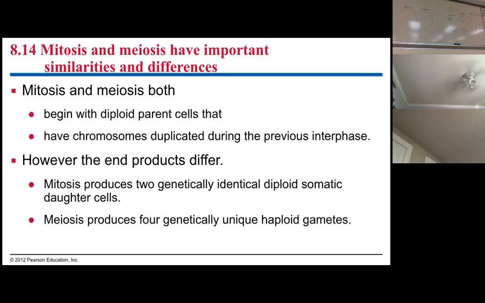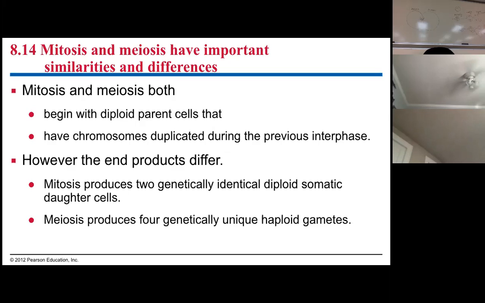All right, and then in the middle here, what does this represent? Both, things that are true for both of these processes. Okay, so both of them start with diploid parent cells. What does diploid mean? Two what? Two cells? Nope, only one cell. Two ploids. Homologous chromosomes.